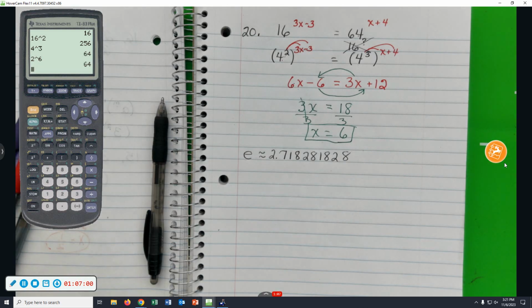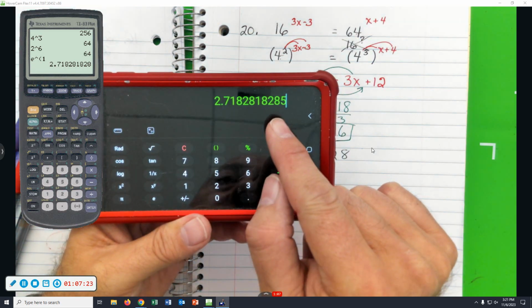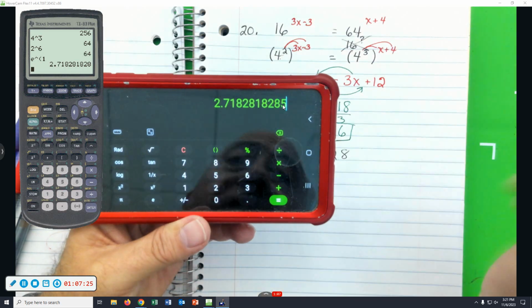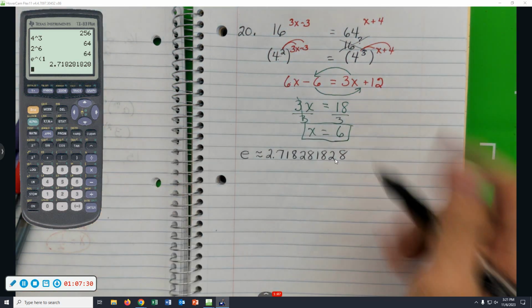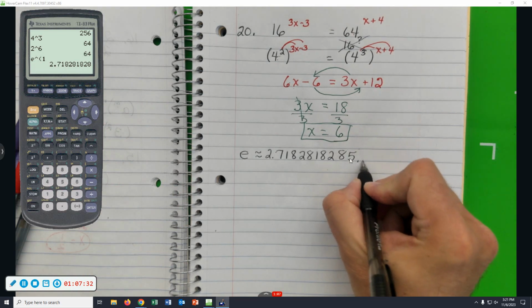Let me see if you'll allow me just a second. I'll put it right here. E to the first. 2.7, 1828, and then a 5. My calculator on my phone carries out more digits, but the point is, it doesn't just keep repeating the same digits over and over, on and on and on.